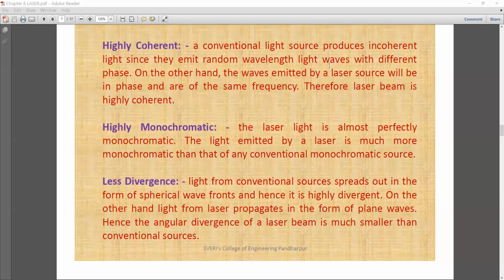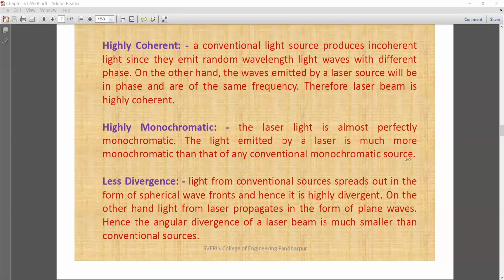Characteristics of a laser beam. First, highly coherent. A conventional light source produces incoherent light, since it emits light waves of random wavelengths with different phases. On the other hand, the waves emitted by a laser source are in phase and of the same frequency. Therefore, a laser beam is highly coherent.